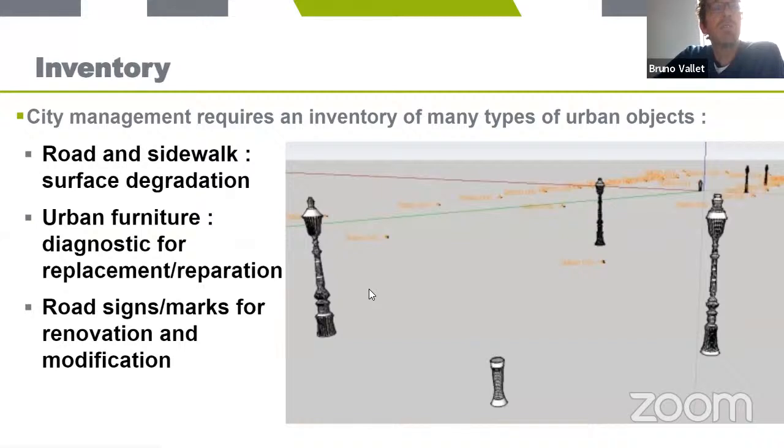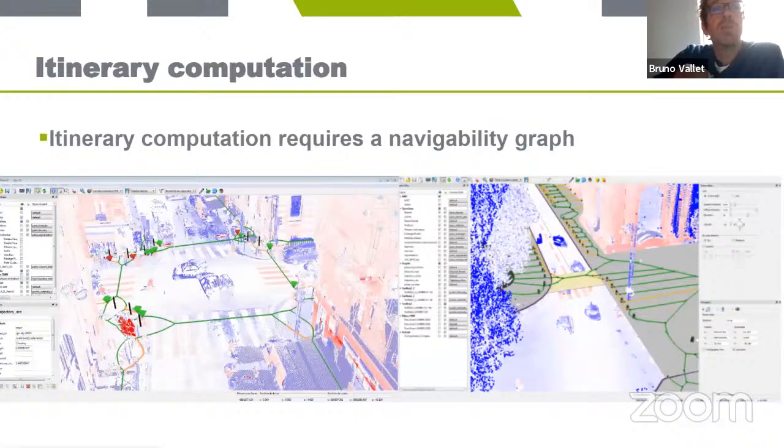You also have inventory. Usually when you manage a city, and in particular when you manage the urban furniture, you have to deal with lots of objects, and you want to know if the objects are still here. You want to know if they need to be replaced, if they have been damaged, if they need some renovation or modification. For all these things, you need to have a very precise description of your city. I talked to you a bit about that: if you have a very fine decomposition of urban space, then you can do itinerary computation for various kinds of mobilities. Then you need these navigability graphs that can be produced out of these navigability arrangements I talked about earlier.